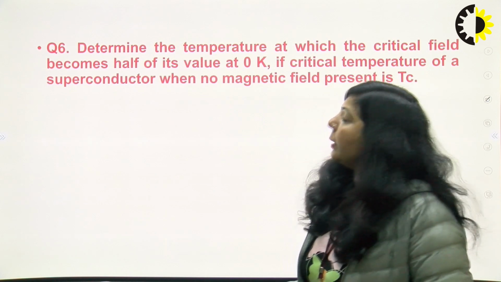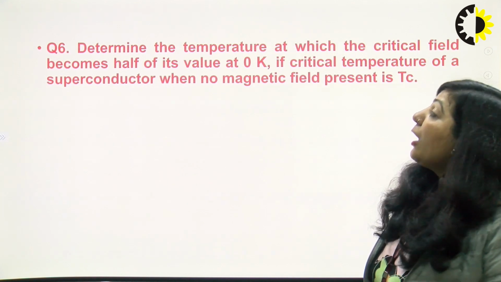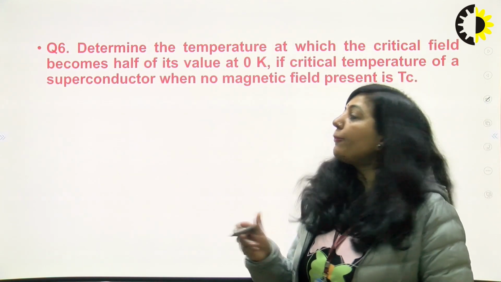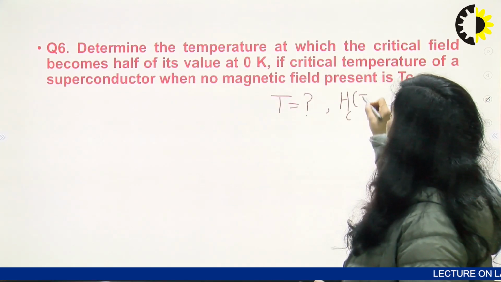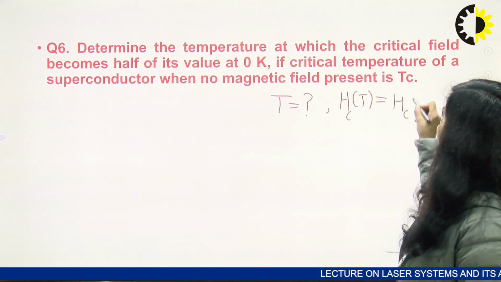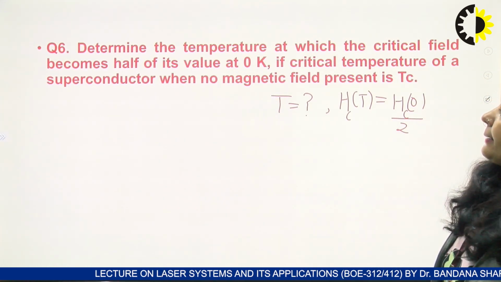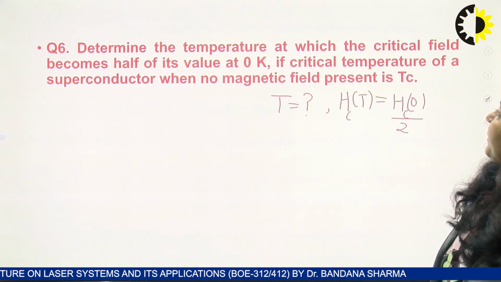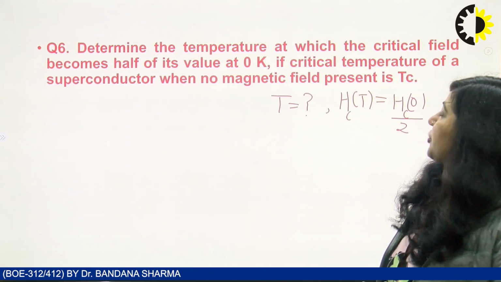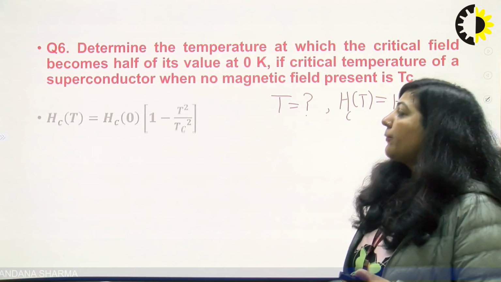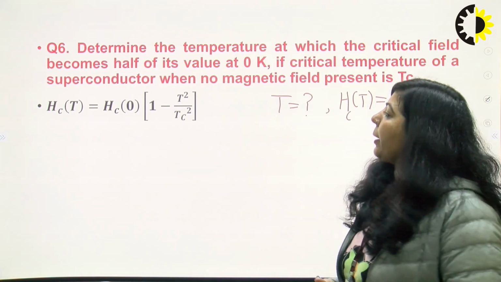Now another question. Find the temperature at which the critical magnetic field becomes half of its value at 0 Kelvin. So you have to find that temperature at which the critical magnetic field is half of its value at 0 Kelvin. This is given in the question. The critical temperature of the superconductor when no magnetic field is present is Tc. So the critical temperature is given as Tc here. This is very easy. You have to use this particular relationship: HC(T) is equal to HC0 into 1 minus T² upon Tc².